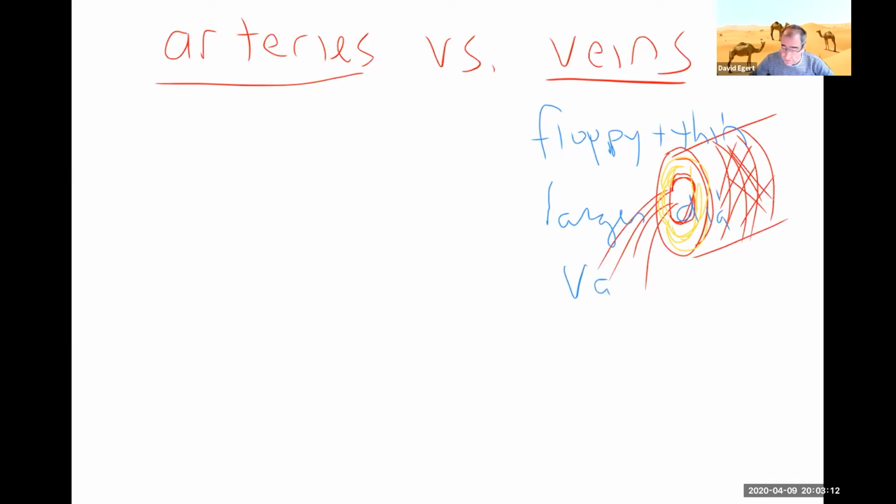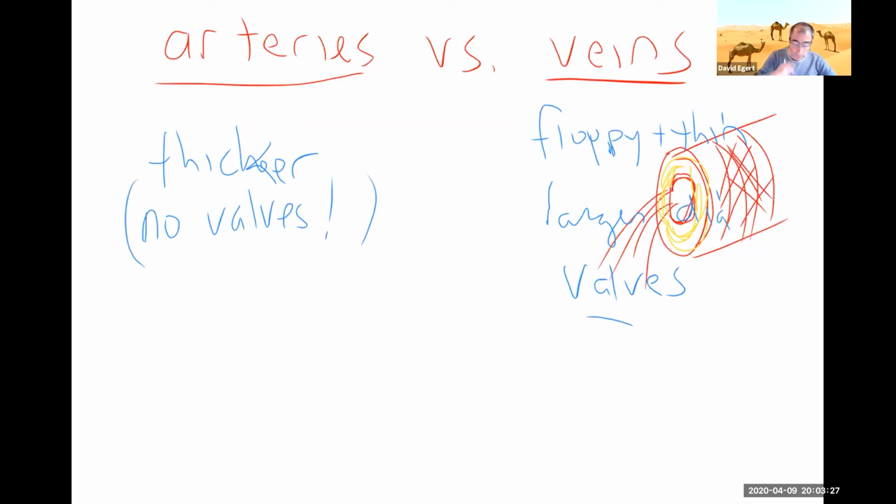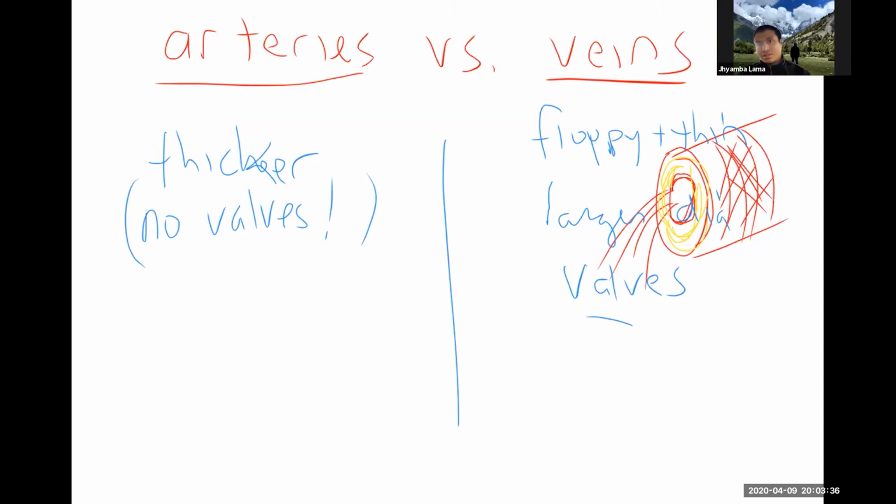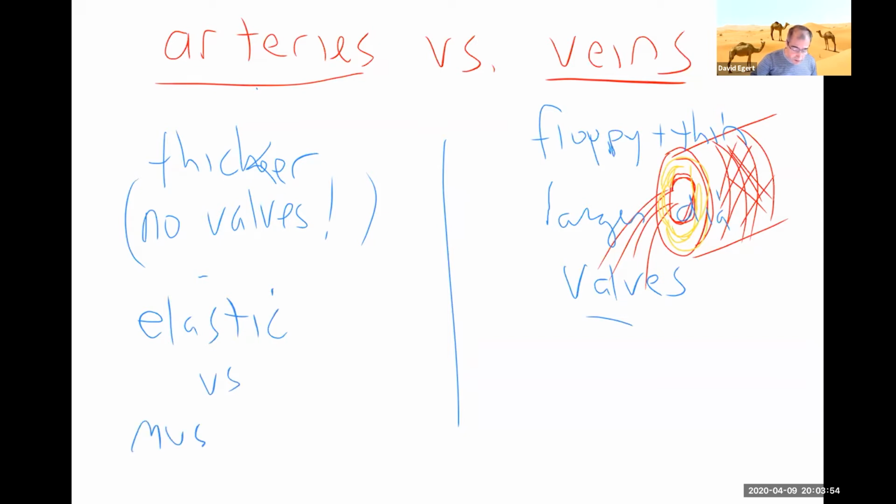Veins have little one-way valves inside. Arteries tend to be thicker and have no valves. Arteries have an elastic membrane. To some degree they can both have elastic tissue in there, but it's definitely much more prominent in the arteries. And particularly, we talked about elastic versus muscular arteries.